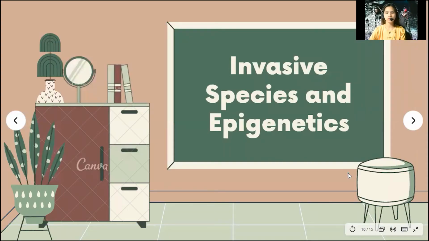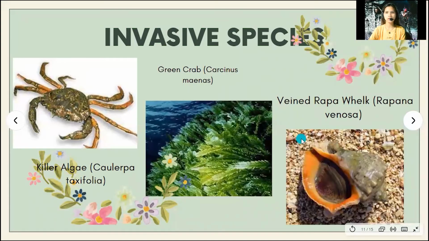Good day, everyone. My name is JENALYN GOROSPE. My topic is all about invasive species and epigenetics. These are examples of invasive species: green crab, killer algae, veined rapa whelk.